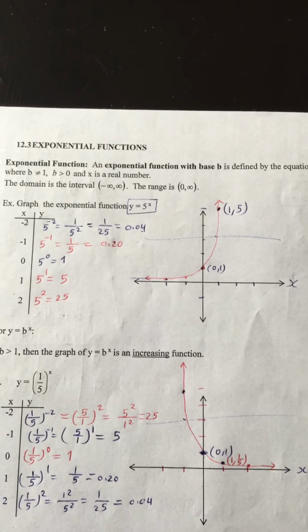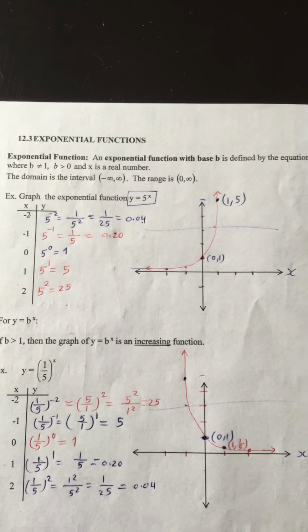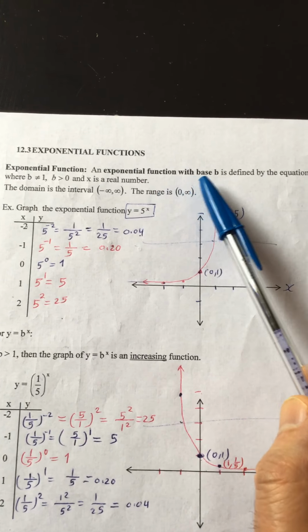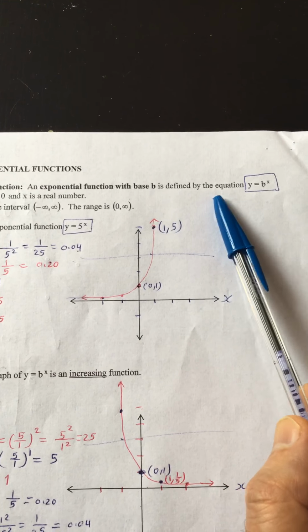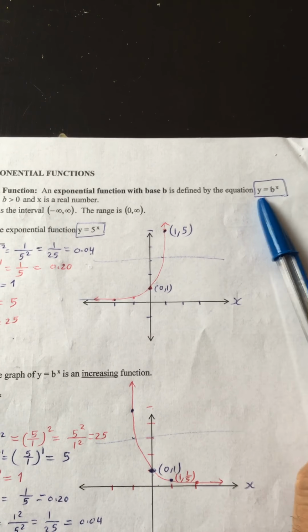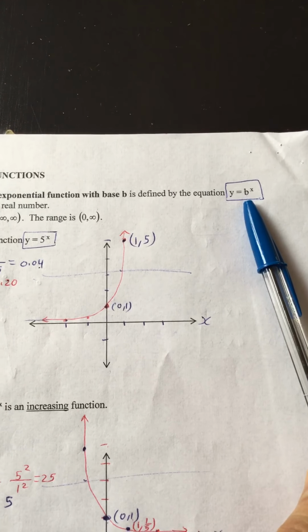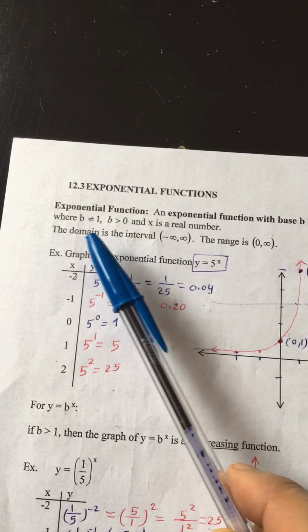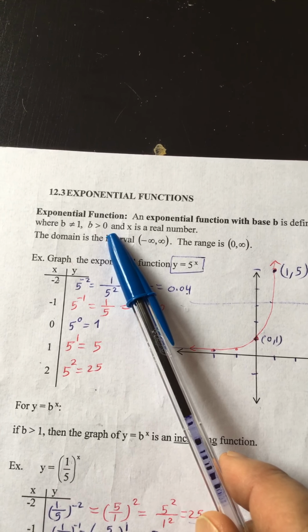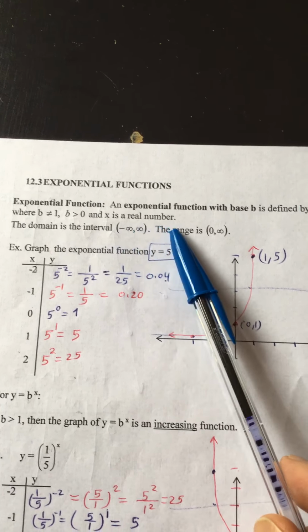Now we have section 12.3, exponential function. An exponential function with base b is defined by the equation y equals b to the power x. Here b is constant, so b is not equal to 1 and b is greater than 0. x is a real number.